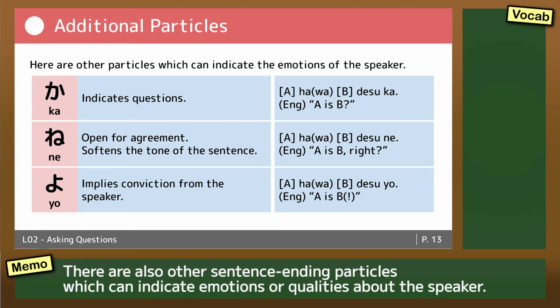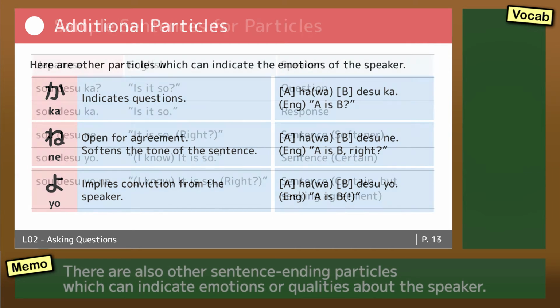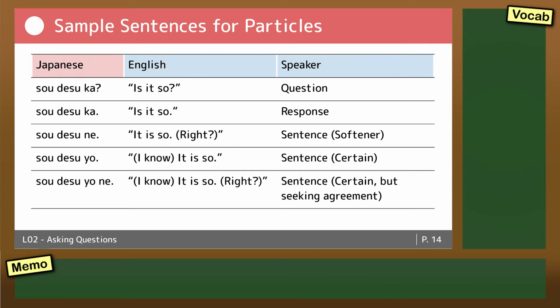There are also other sentence ending particles which can indicate emotions such as decision or uncertainty. It can also be used to illustrate qualities about a speaker such as their gender, age group, or their dialect. Let's take a look at how these particles affect a sentence.